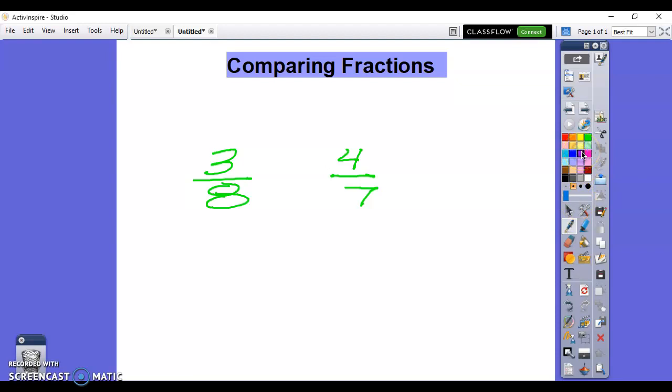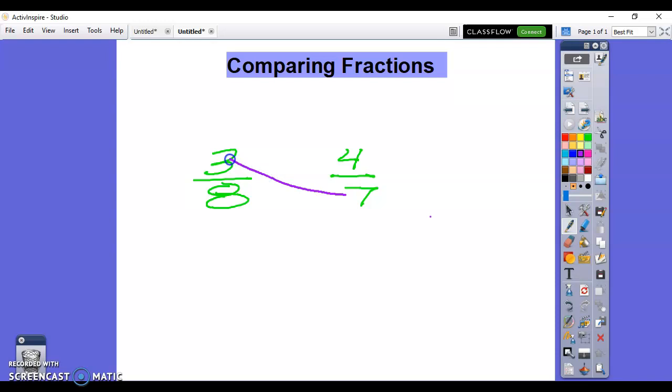Okay, in this video I'm going to show you how to compare fractions by cross multiplying. So 3/8 compared to 4/7. Because the denominators are not common, you cannot just look to see which one has the larger numerator. So what we do is we cross multiply.